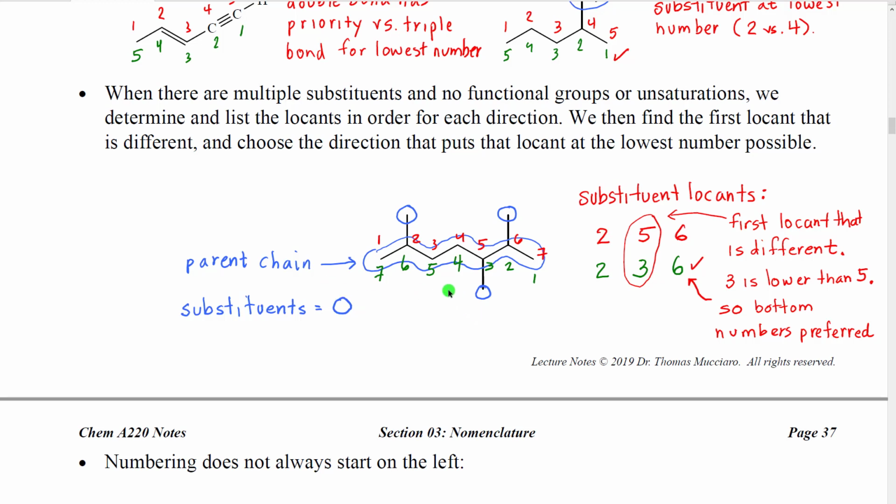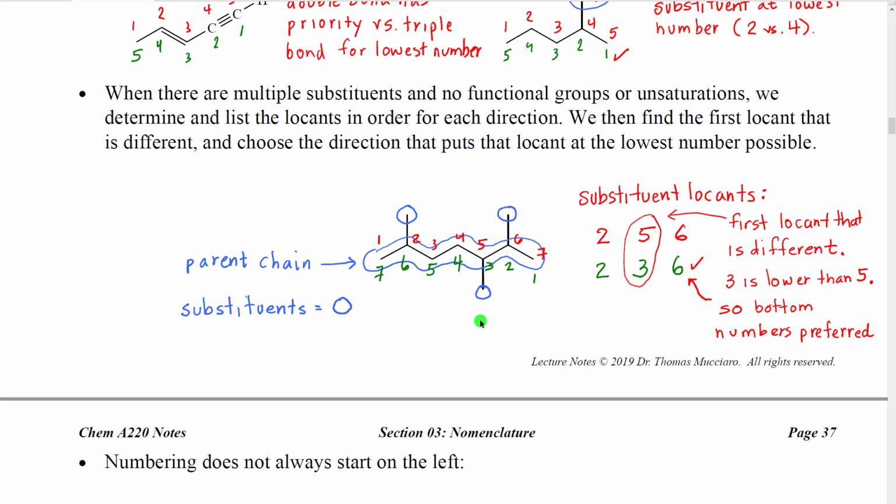In that case then, what we're going to do is we're just going to basically list the locant numbers for the substituents in each numbering system. So for example, in the red numbering system, I have a substituent at carbon 2, at carbon 5, and at carbon 6. So 2, 5, and 6. In the green numbering system, I have a substituent at carbon 2, at carbon 3, and at carbon 6. So 2, 3, 6. I list them in increasing order so that I can match up equivalent locants.